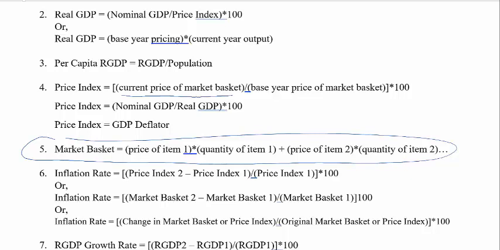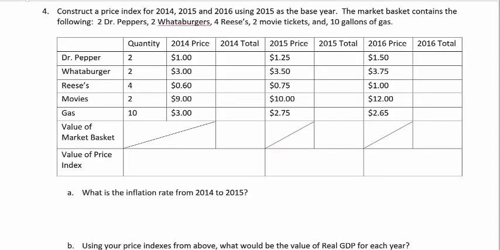We're going to take the price of item 1 times the quantity of item 1 plus the price of item 2 times the quantity of item 2. So when we come back to our chart, the market basket contains 2 Dr. Peppers, 2 Whataburgers, 4 Reese's, 2 movie tickets, and 10 gallons of gas.